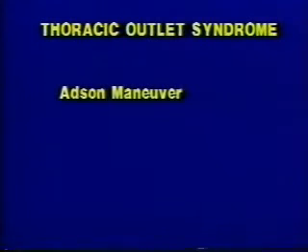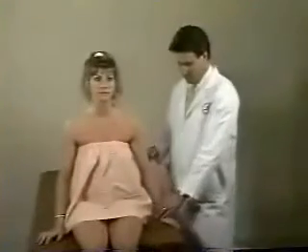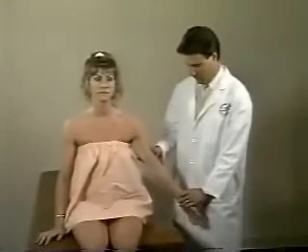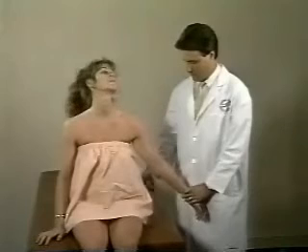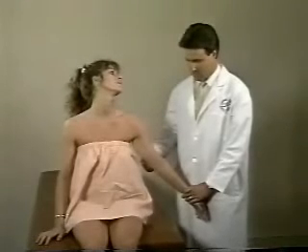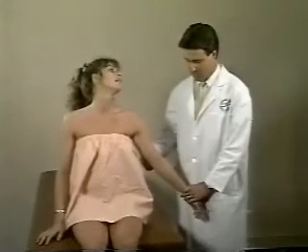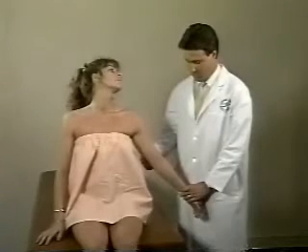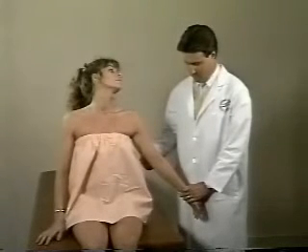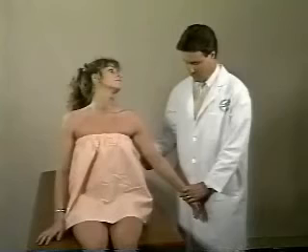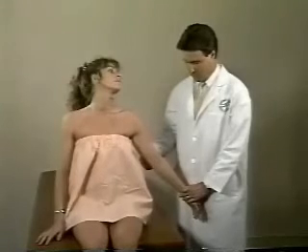Adson maneuver and Wright's maneuver. The classic Adson maneuver is performed with the arm at the side. The neck is hyperextended and rotated toward the ipsilateral side as the patient inspires deeply. Any decrease or obliteration of the radial pulse with concomitant reproduction of the symptoms is considered positive.